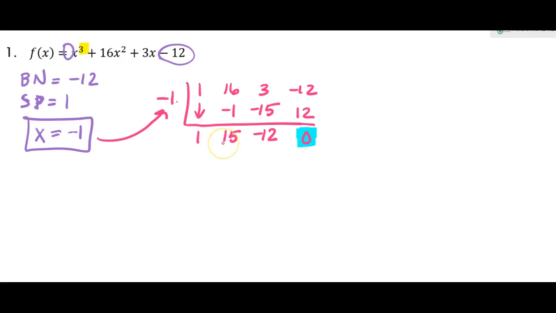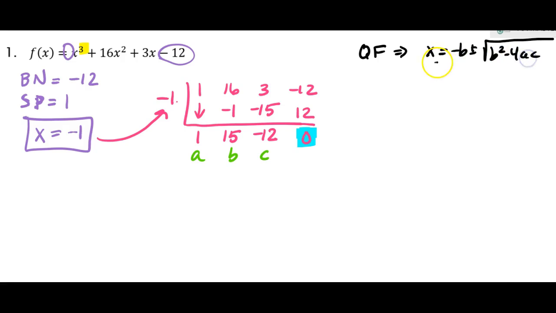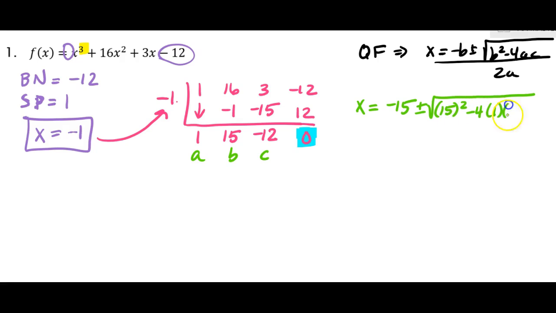Now these pink numbers here, those represent A, B, and C for the quadratic formula. So quadratic formula I'm going to write up here is x equals negative b plus or minus the square root of b squared minus 4ac, and then everything's over 2a. So I'm plugging all these numbers in. So I would have x equals negative b, which is 15, plus or minus, and then I would have 15 squared minus 4 times 1 times negative 12. And then everything's over 2 times 1.